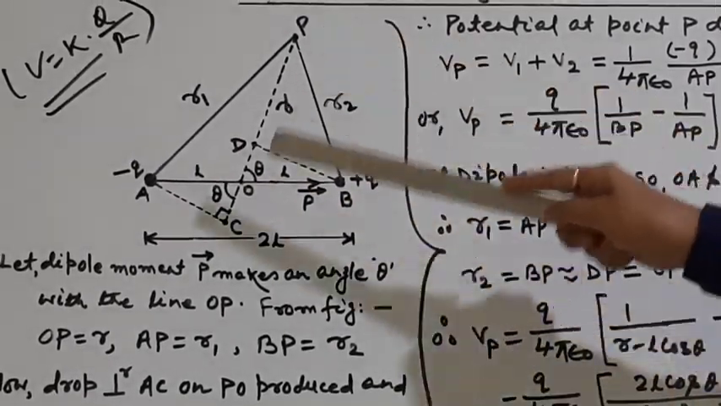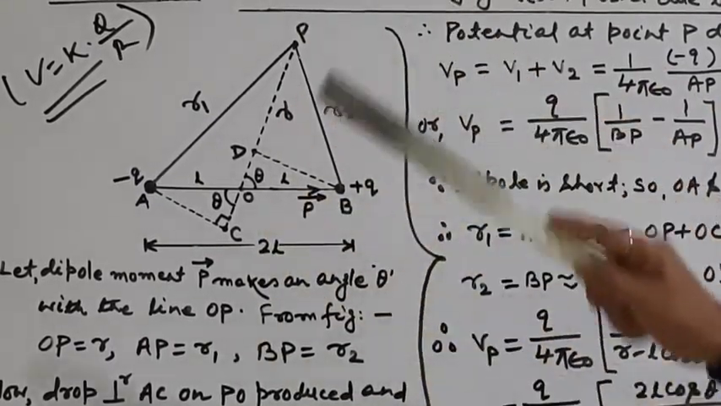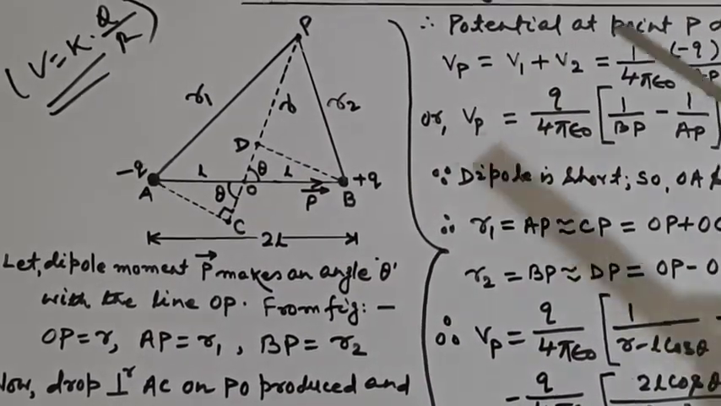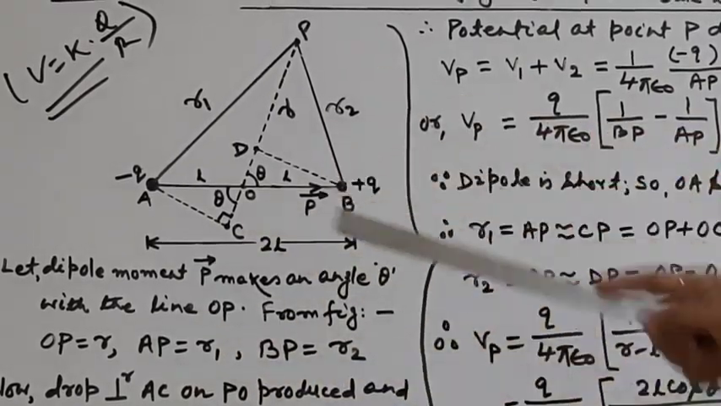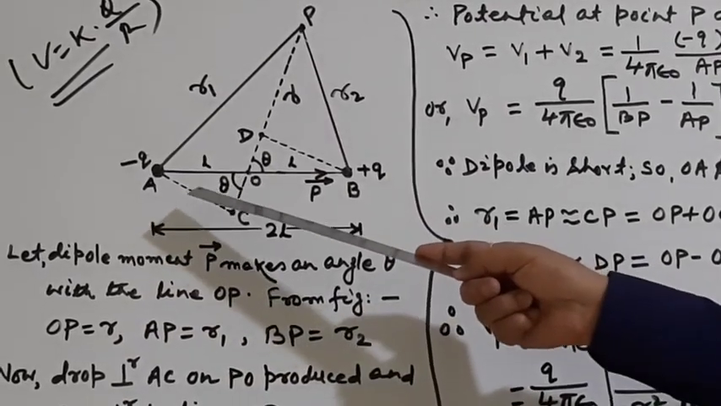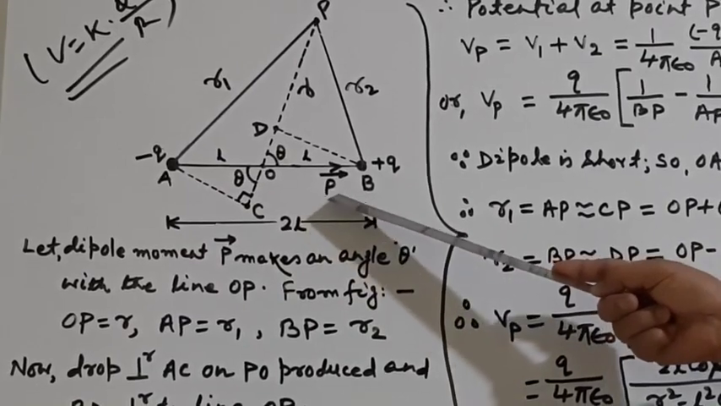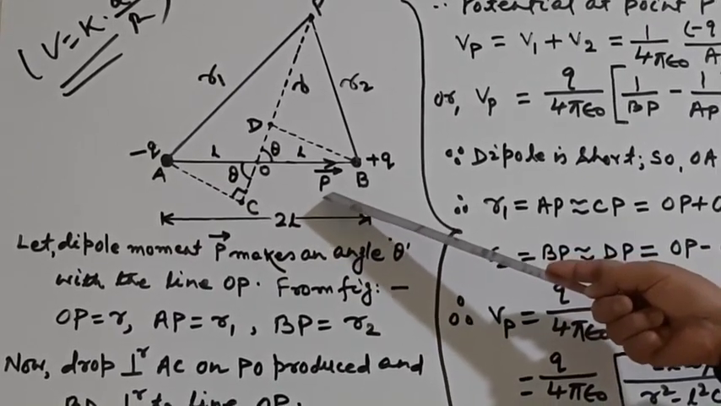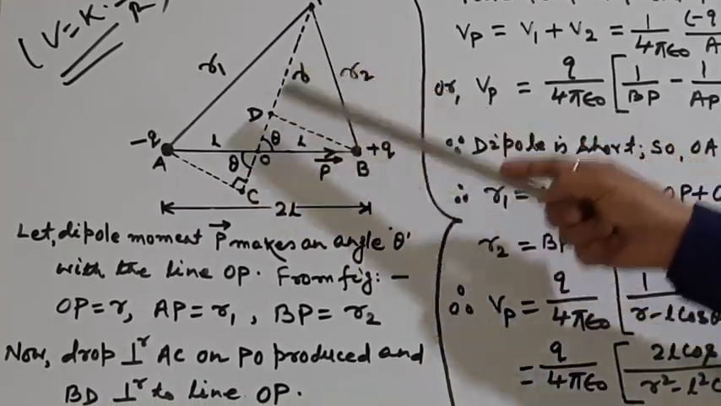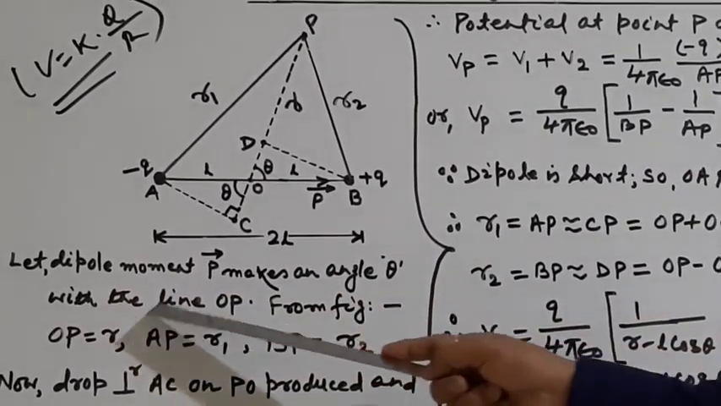This point does not lie on the axis of the dipole. This point does not lie on the equator of the dipole. It lies anywhere. So that is called the general situation. In order to find the potential, I have done some geometrical and mathematical treatment. We know the dipole moment is always directed from the negative charge to the positive charge. So here vector P represents the dipole moment. And assume this dipole moment makes an angle theta with line OP. I have written over here: let dipole moment P make an angle theta with the line OP.